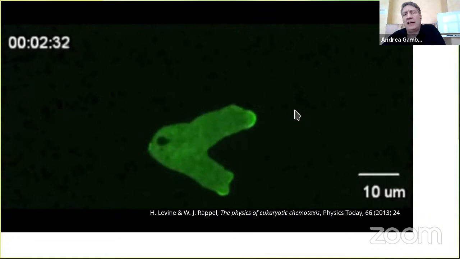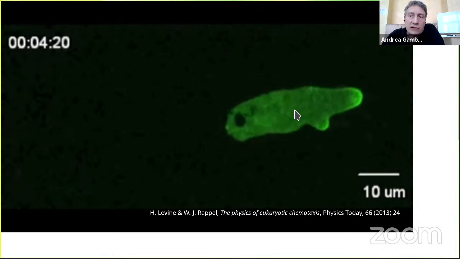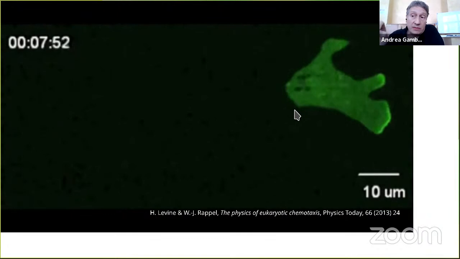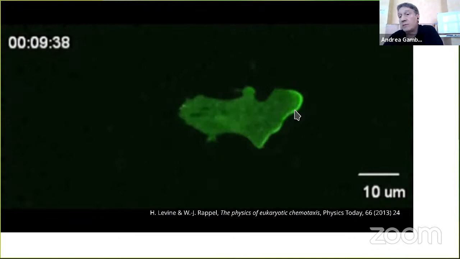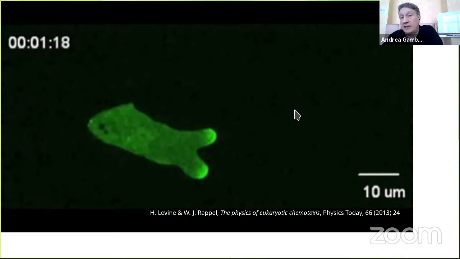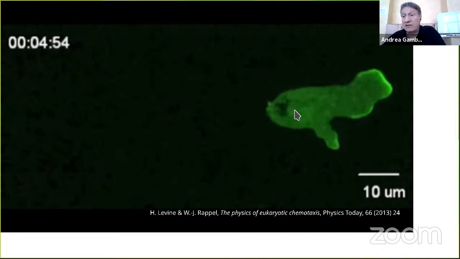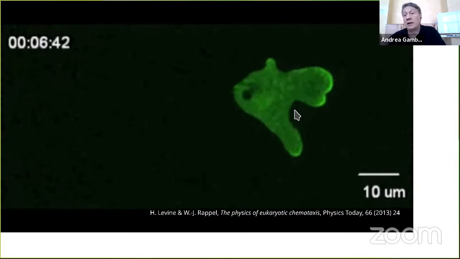And what is the origin of this symmetry breaking? In this video, you see that some fluorescent tag was attached to a specific molecule, and you can see from the bright spots that the molecule is actually not uniformly distributed in the cell, but concentrated. It accumulates in certain domains in the front of the cell. So the cell in the beginning is a uniform symmetric sphere, and now it has developed a head and a tail, and the head is advancing and the tail is retracting.